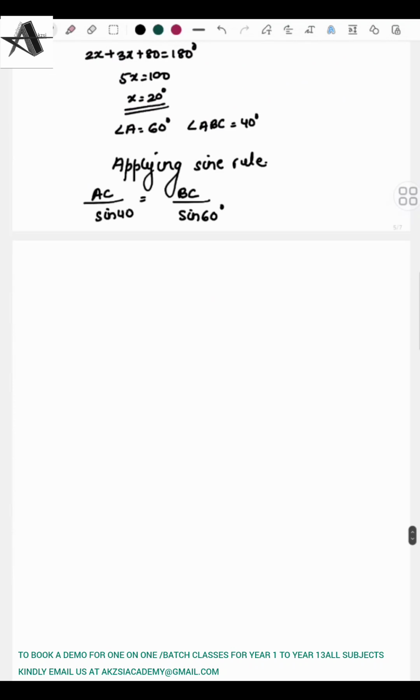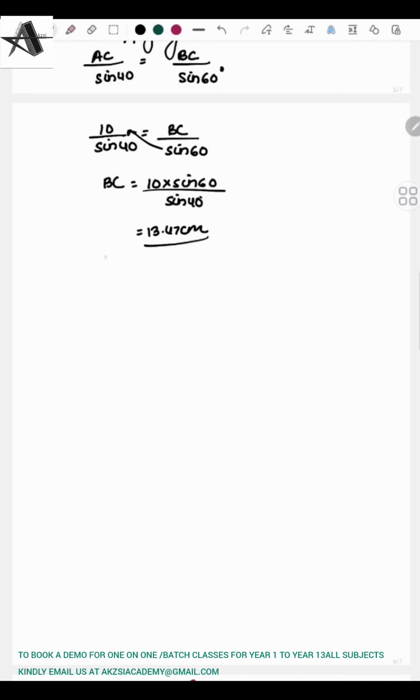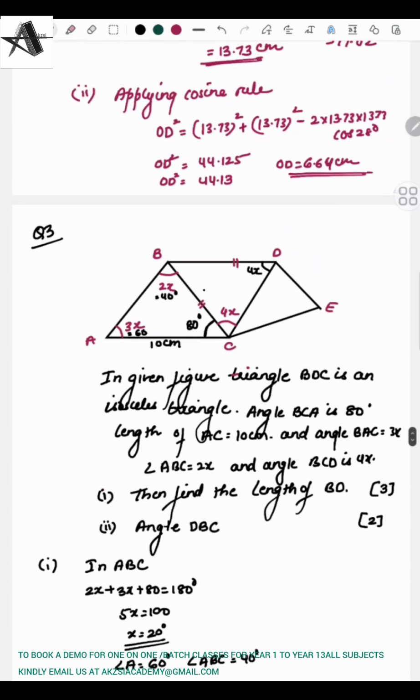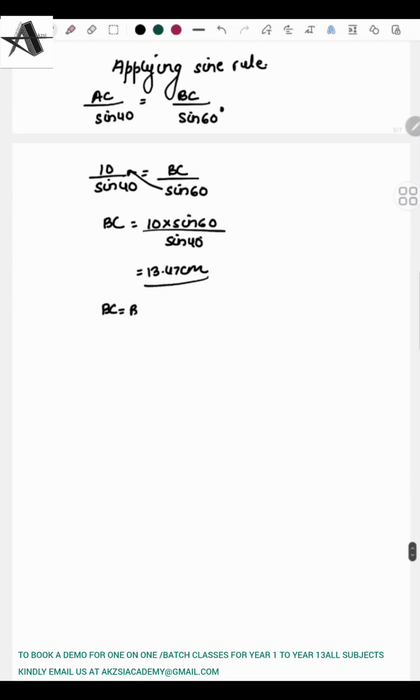AC is given as 10, so I'm just replacing AC with 10. So 10 over sine 40 is equals to BC over sine 60. On cross multiplying, I'll get, it will go up there, I'll get BC is equals to 10 into sine 60 over sine 40. On solving, we'll get, this is 13.47 centimeters. And we know that BC is equals to, that's already mentioned, equals to BD. So finally, my BD will also be equals to 13.47 centimeters.